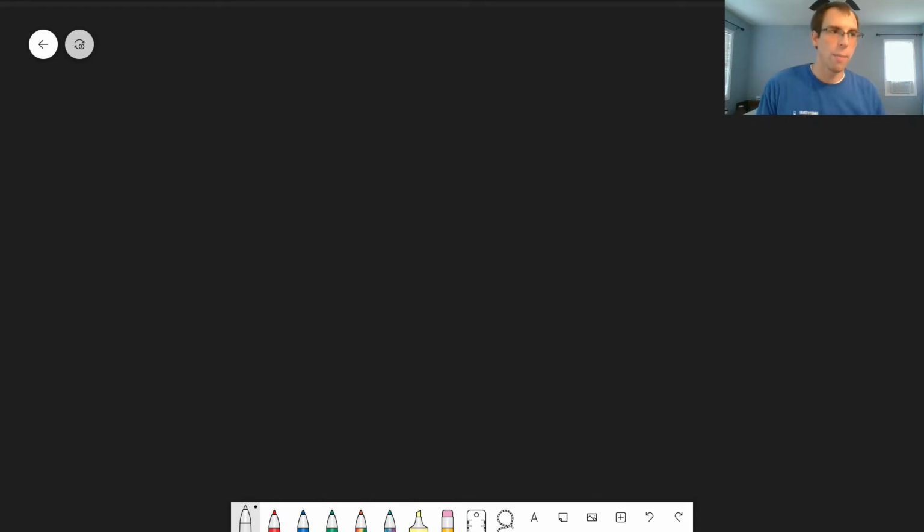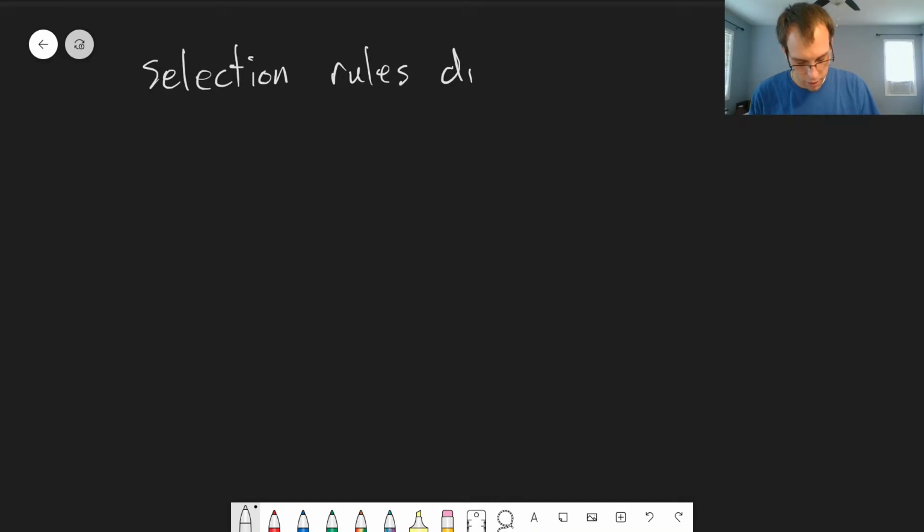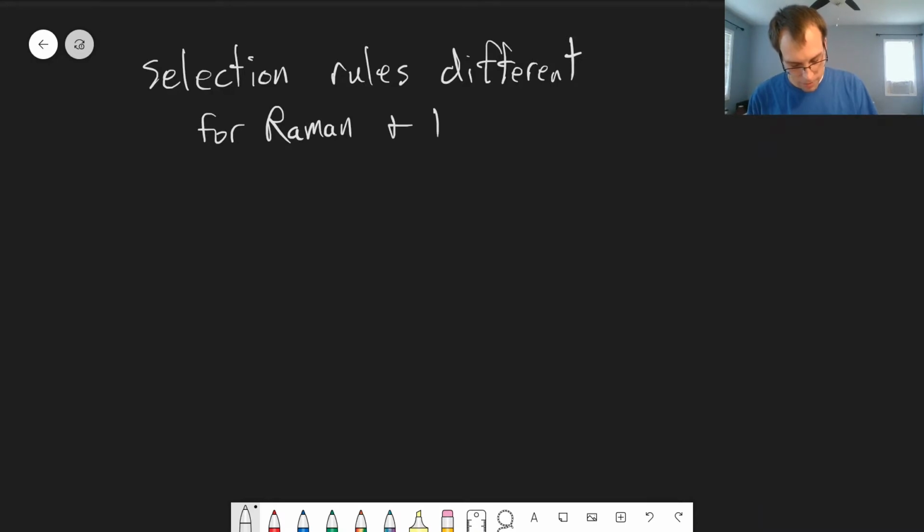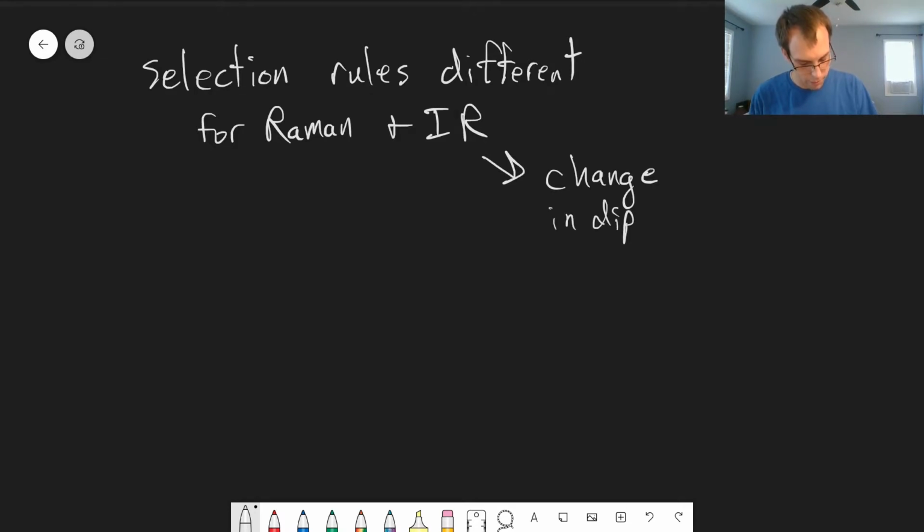So one of the things that makes Raman spectroscopy useful is that the selection rules are different than for infrared spectroscopy. If we're measuring something in the infrared, we need a change in the dipole moment as the molecules vibrate. IR is a change in dipole moment as the molecule vibrates. That's the requirement to observe infrared light being absorbed.